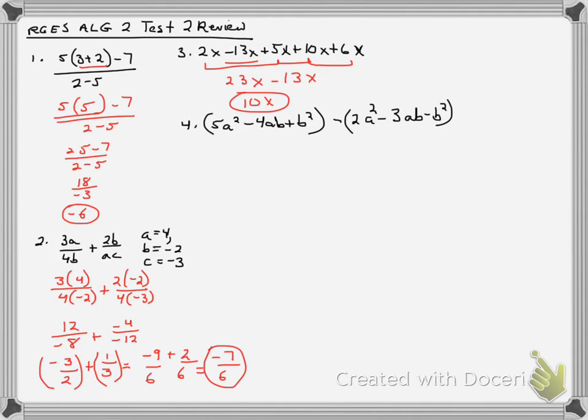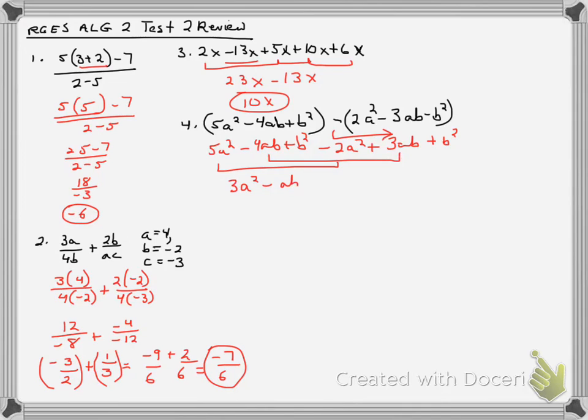For number 4, the first trick is, of course, to distribute the negative sign. So we'll take away the parentheses in the first one, just copying everything very carefully. Distributing the negative sign gives me minus 2a squared plus 3ab plus b squared minus a negative. Now we're going to gather like terms. We're going to gather these two together. 5 minus 2 is 3a squared, minus 4 plus 3 is minus 1ab, and plus 1 plus 1 is plus 2b squared. And that's all you need for that one.